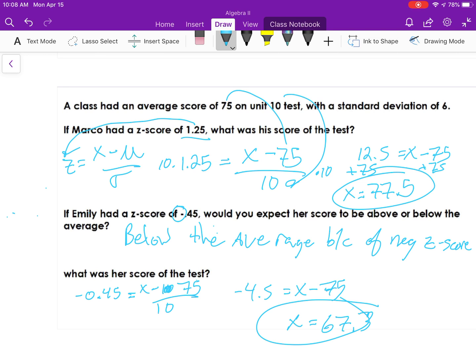Okay, tomorrow what we'll do, or the next video here, we'll talk about actually taking those Z-scores and calculating them out with a table. But for now, just knowing that a Z-score is the number of standard deviations away from the mean. If it's positive, it's greater than the average. If it's negative, it's below the average.